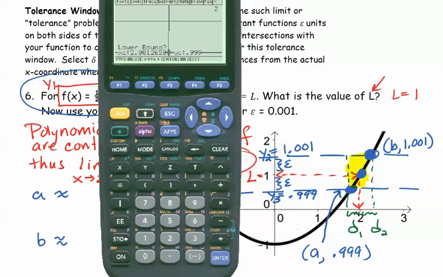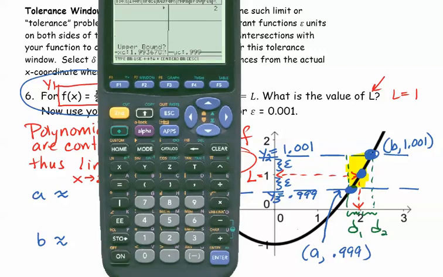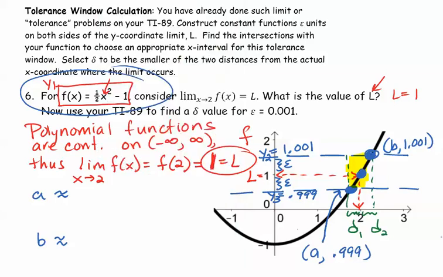And then right underneath our writing here, we want to get to the left of our intersection point for our lower bound and hit enter. And then I'll use the right cursor to get to the right-hand side of our intersection and hit enter. And there is our intersection value. So our x-coordinate is 1.999499. So let me transfer that to my paper.